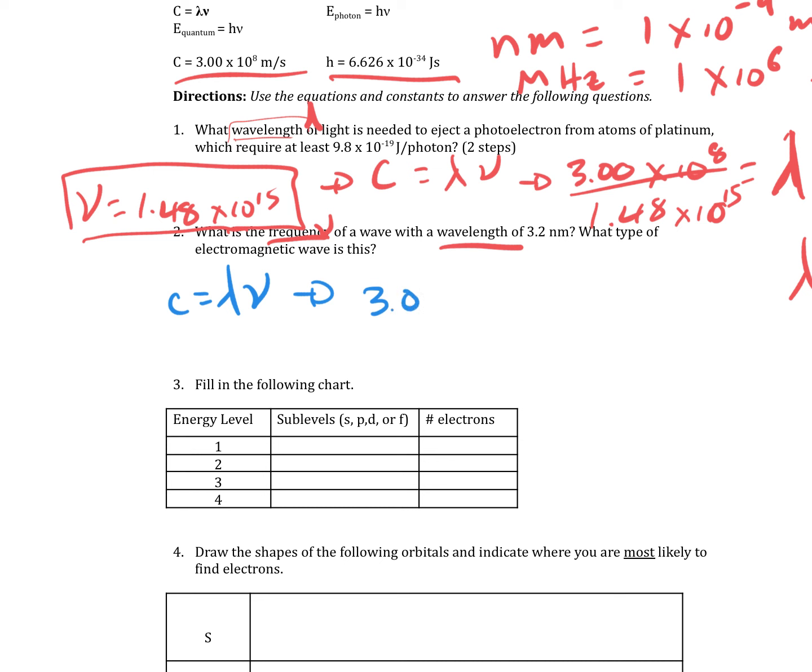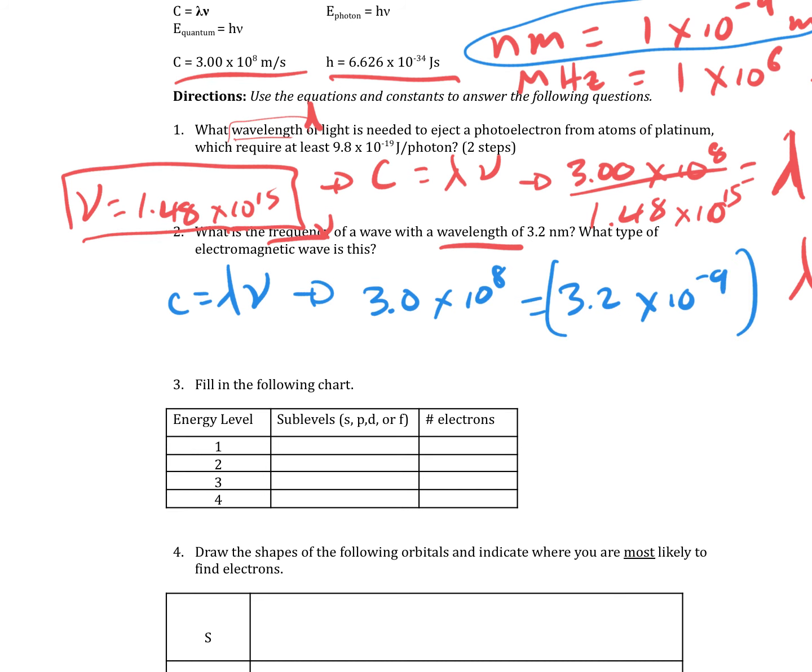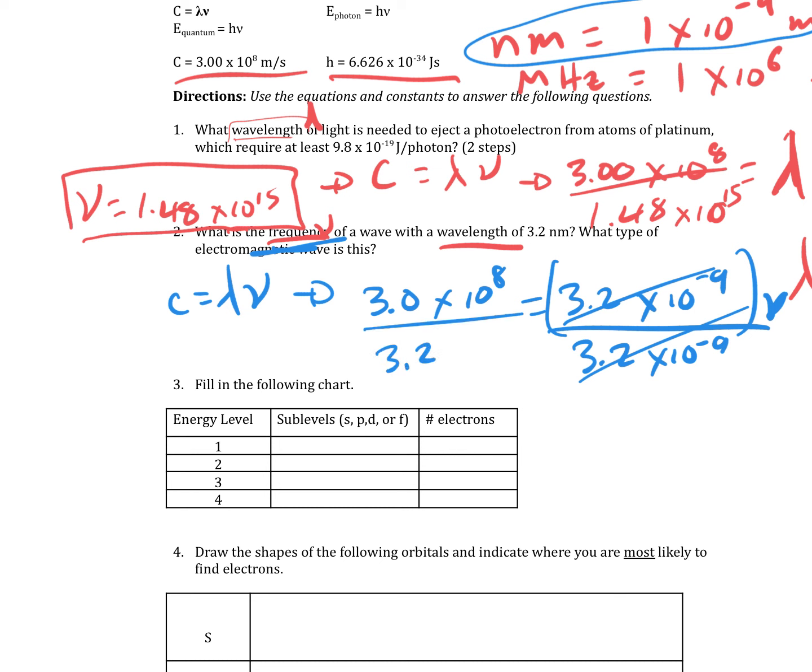c is always 3.0 times 10 to the 8, equal to wavelength, which is 3.2 nanometers. We just say nanometer, which is times 10 to the negative 9. I'm just going to ignore the unit for now. Okay. And then frequency is what we have left. So to get rid of the wavelength that is being multiplied by the frequency, since I'm trying to find frequency right here, I just have to divide the number in front of it by itself. And what I do on one side, I do on the other side.